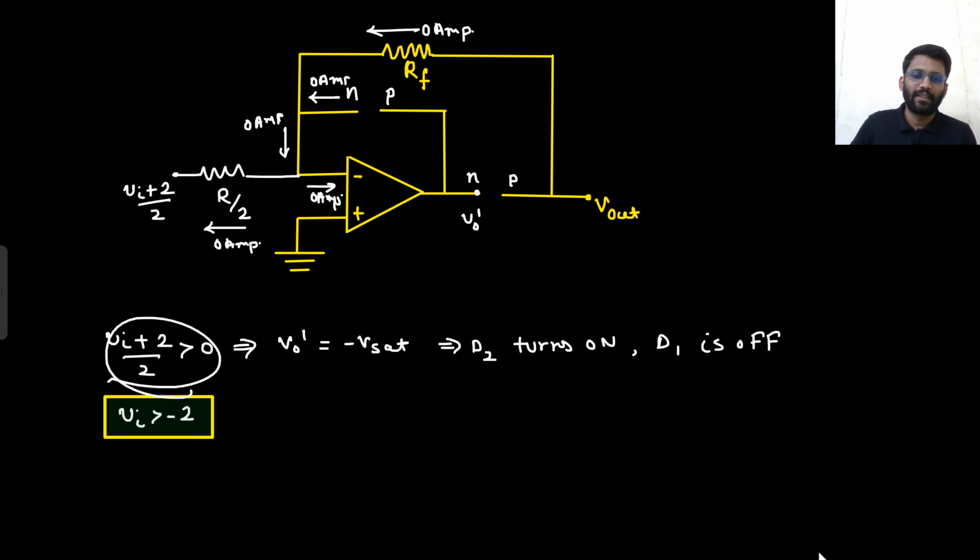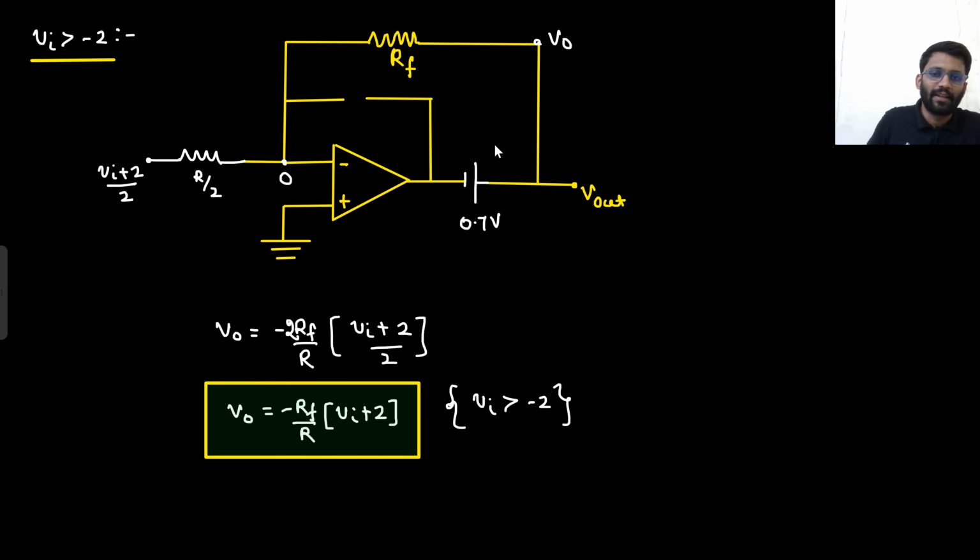If this potential was greater than 0, then your diode D2 was turning on and D1 was turning off. So this would have become the circuit. Now there is a negative feedback present. Since there is a negative feedback present, the concept of virtual short is valid. So this 0 will be carried here. Now you can apply nodal as well, or you can directly see it is a simple inverting amplifier.